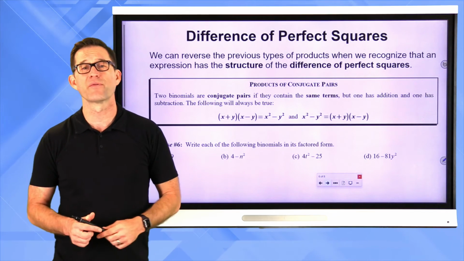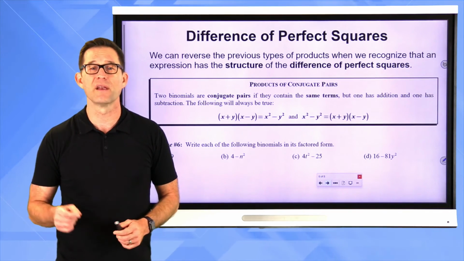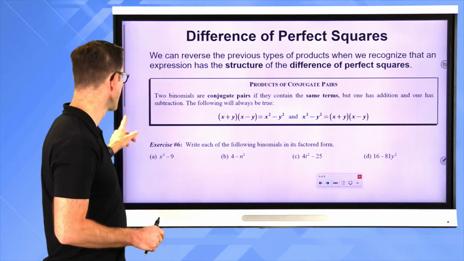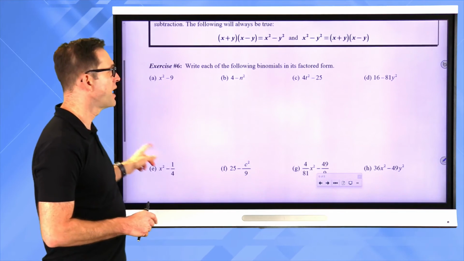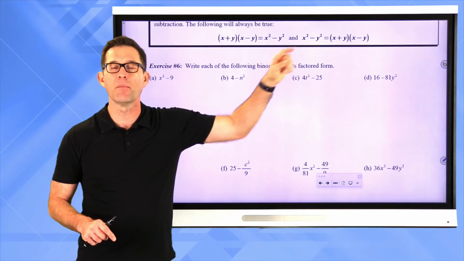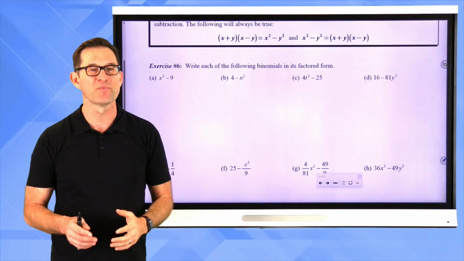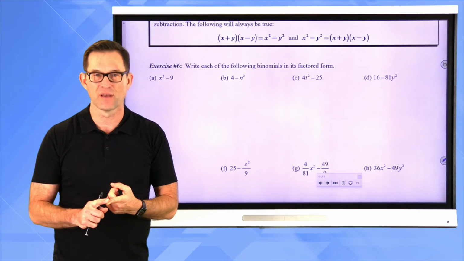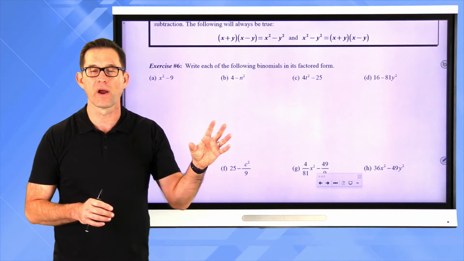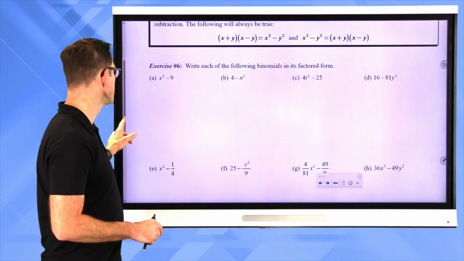The difference of perfect squares. We can reverse the previous type of products when we recognize that an expression has the structure of the difference of perfect squares. In other words, right, that's exactly the same box we had before. We have some quantity squared minus some other quantity squared. And the difference of perfect squares, that name says it all. It's a difference. There's got to be subtraction. And it's got to be the difference between some quantity squared and another quantity squared. Let's take a look at that in exercise number 6.